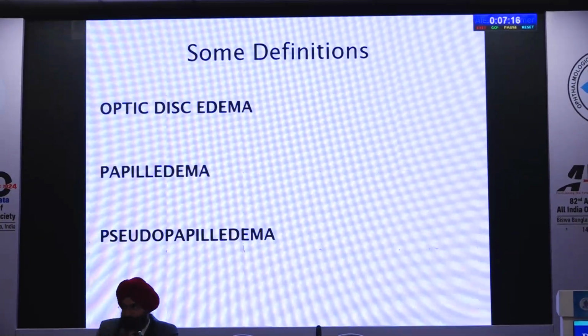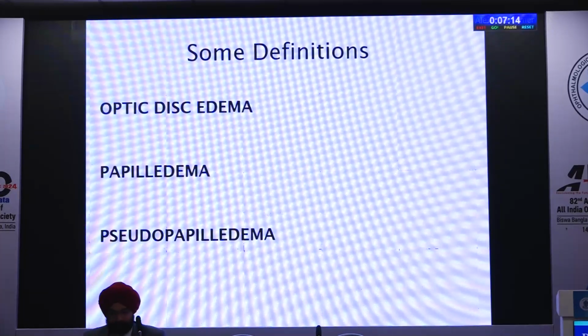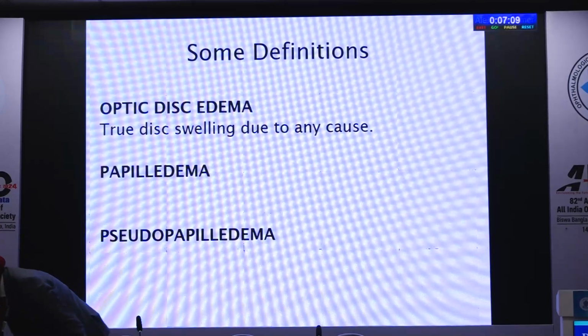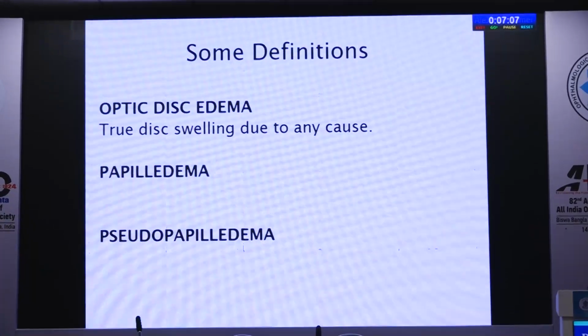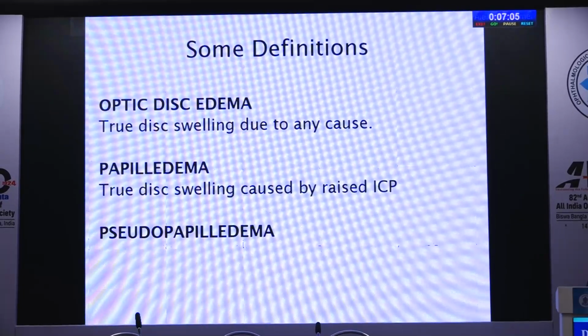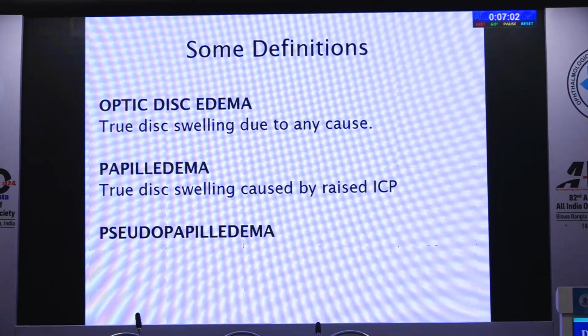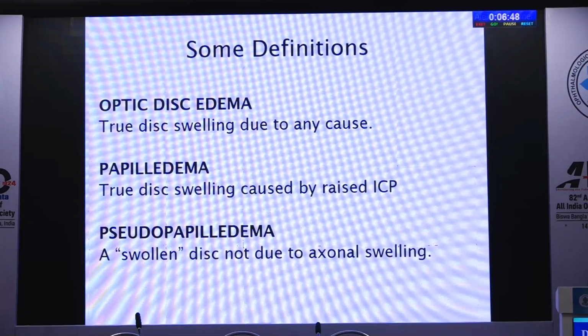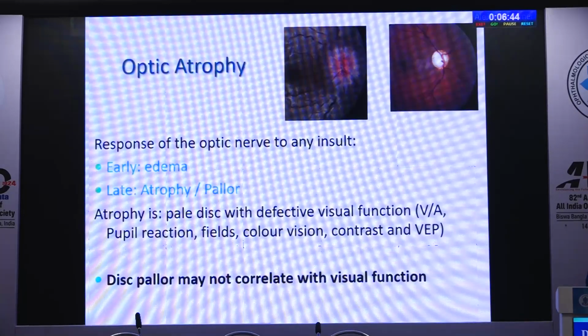So some definitions that we'll start off with when we're defining disc edema. Optic disc edema is true disc swelling due to any cause. So there is no etiology associated with this. There is just disc edema. Papilledema is conventionally termed as true disc edema caused secondary to raised intracranial pressure. So we are suggesting in our diagnosis that this disc edema is due to raised intracranial pressure, and pseudopapilledema would be that there appears a disc swelling, but there is no actual fluid edema there.